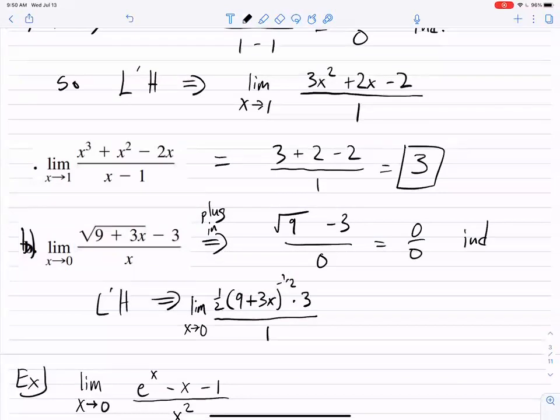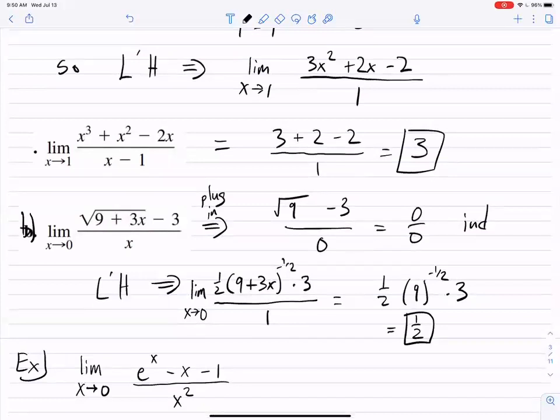So now when you plug in 0, this becomes 1/2 times 9 to the negative 1/2 times 3. And so what is that equal to? 9 to the negative 1/2 is going to be 1 over 3. And so this is just actually going to equal 1/2. So that's our limit. Our limit is just 1/2.